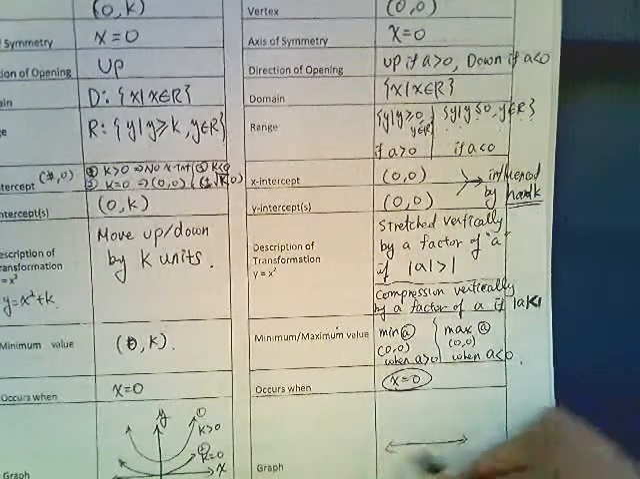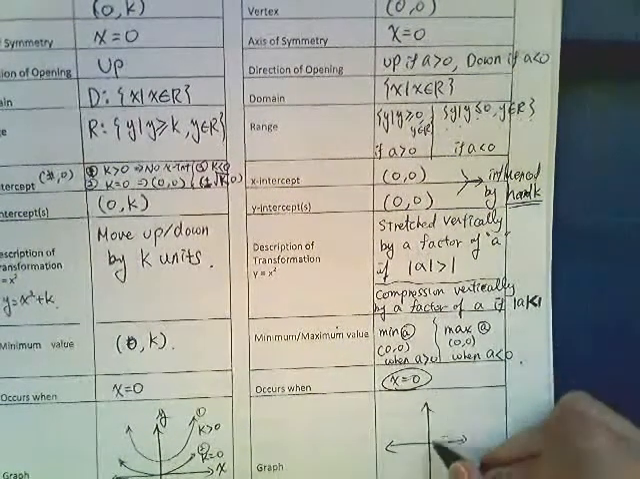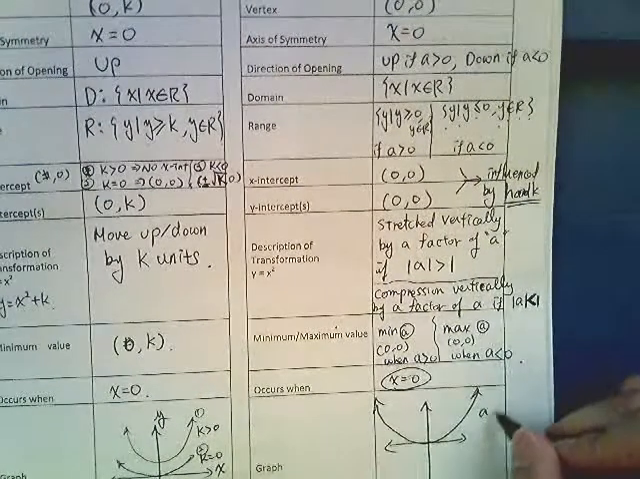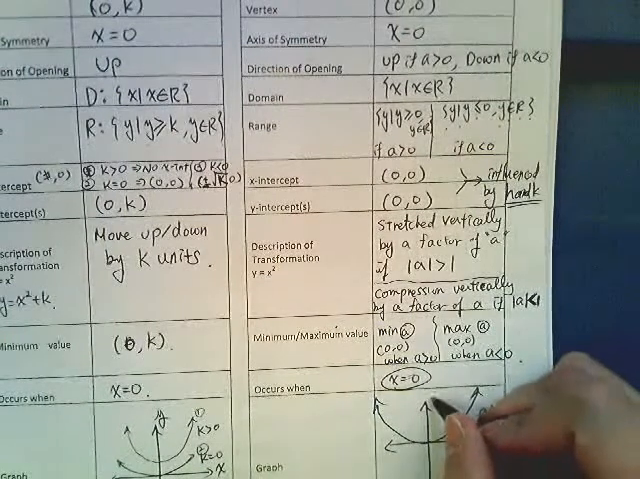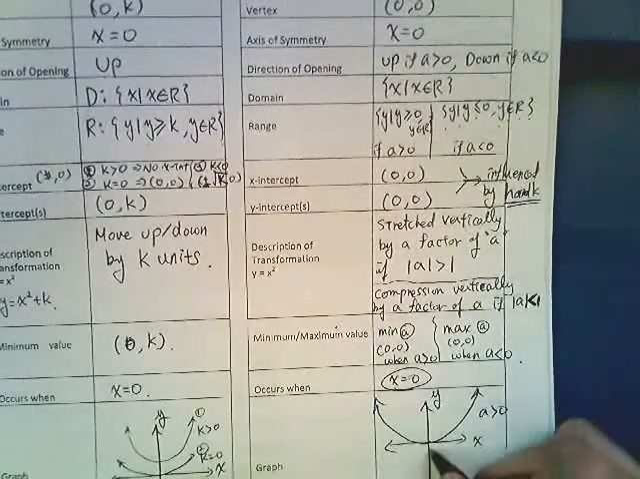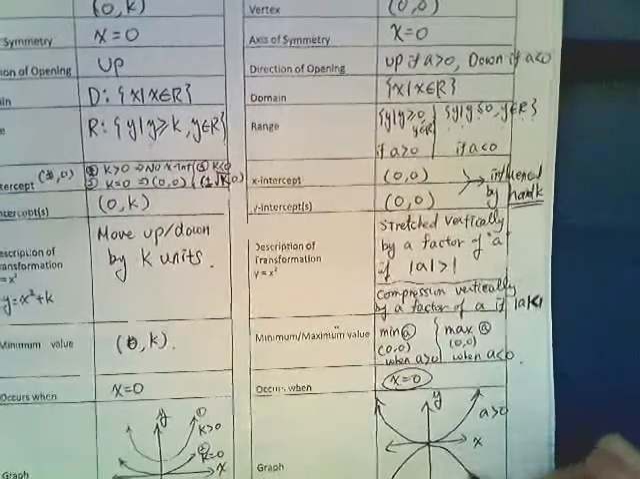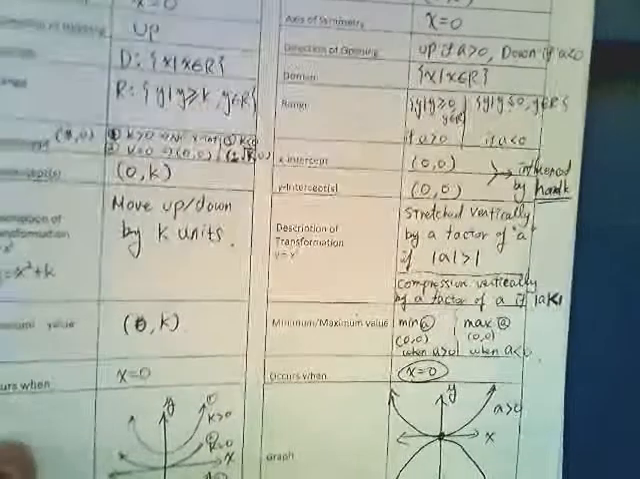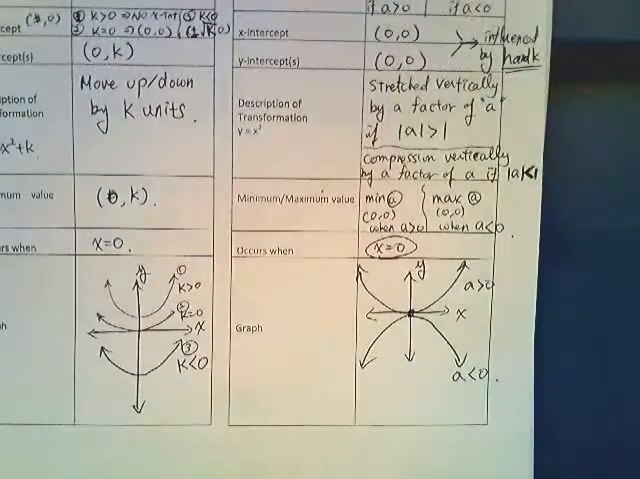I'm just going to draw the first one and the second one at the same time. This is when a is greater than 0, and this is when a is less than 0. See, both are actually at the origin.